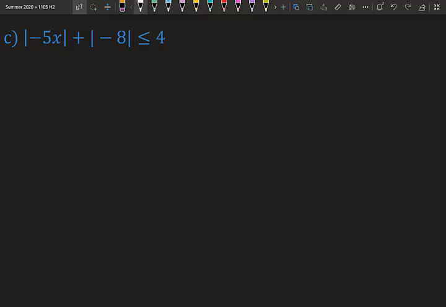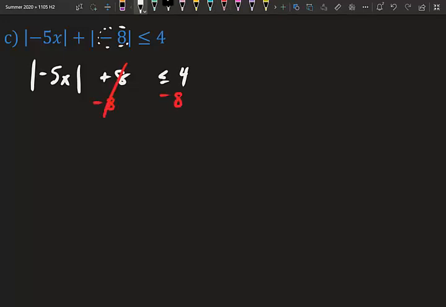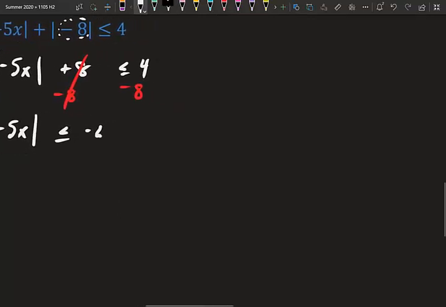Alright. So let's simplify. We have the absolute value of negative 5x. And then the absolute value of negative 8, that's just positive 8. Is less than or equal to 4. Now we need to isolate the absolute value, so we're going to subtract 8. And when we do, we have the absolute value of negative 5x less than or equal to negative 4.